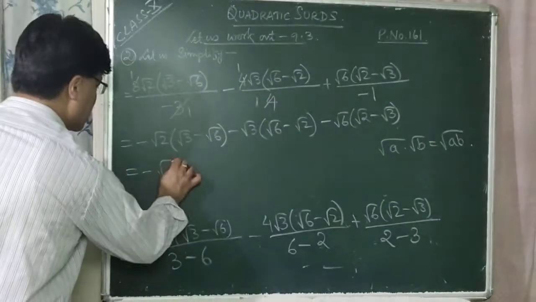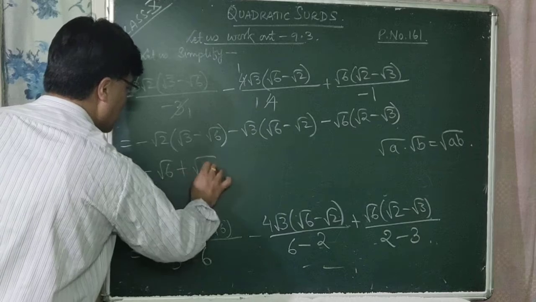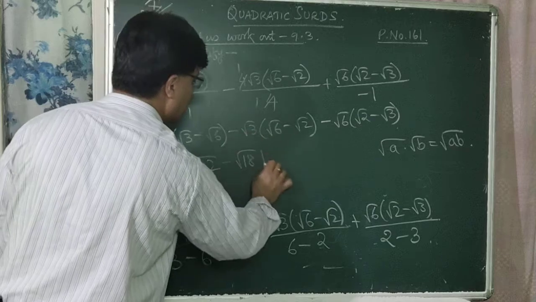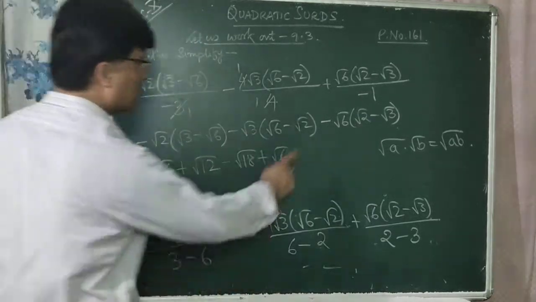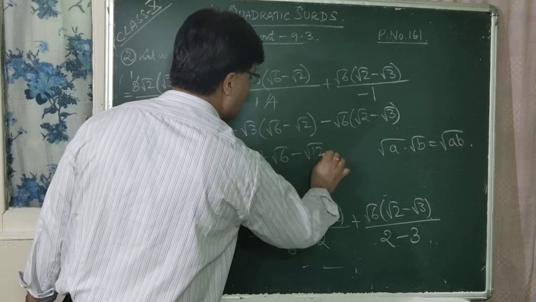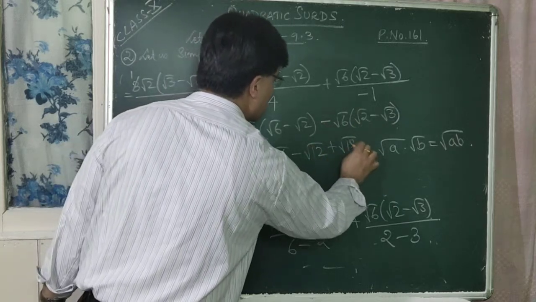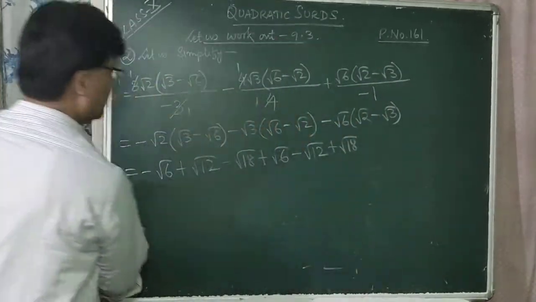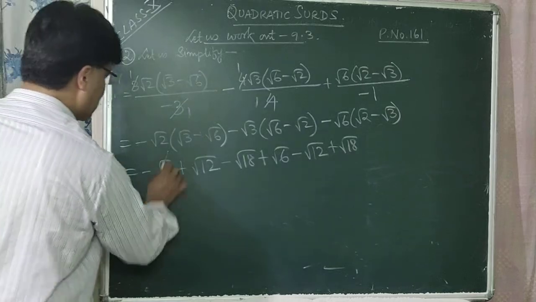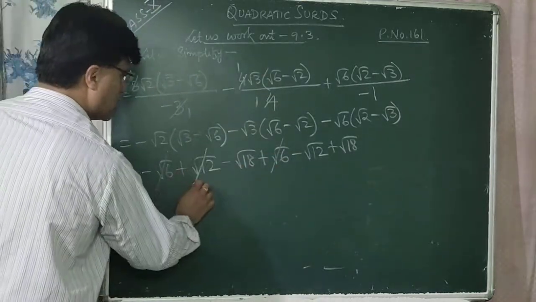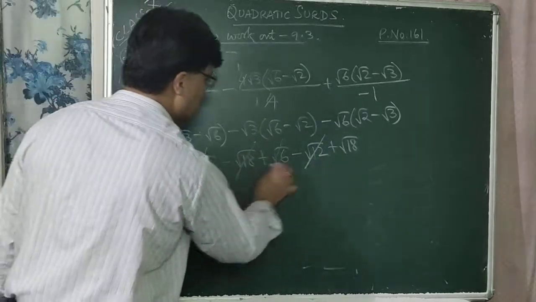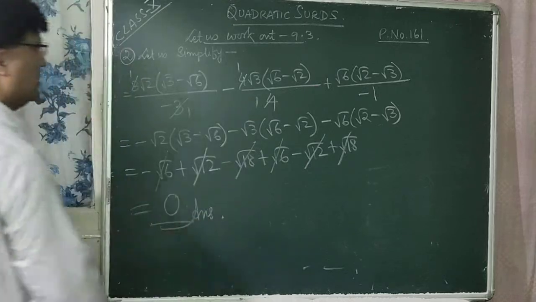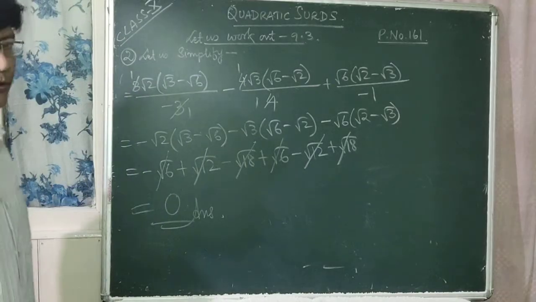So here minus root 6, minus into minus plus root 12, right? This is minus root over 18, minus into minus plus root 6, right? This is minus root over 12, minus into minus plus, this is your root over 18, right? So let's simplify it now. You can cancel minus root 6 plus root 6, plus root 12 minus root 12, minus root 18 plus root 18. All are cancelled here. So what is the final answer? It is 0. So I think you have understood it.